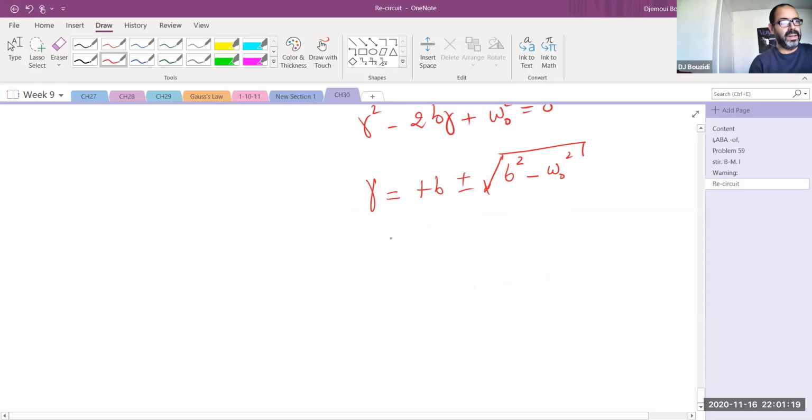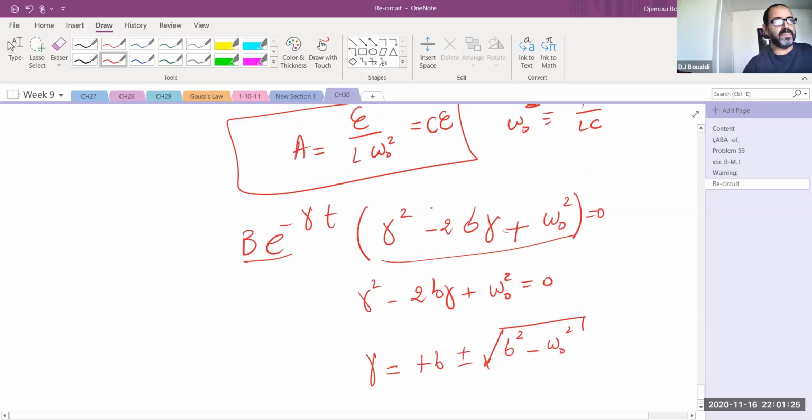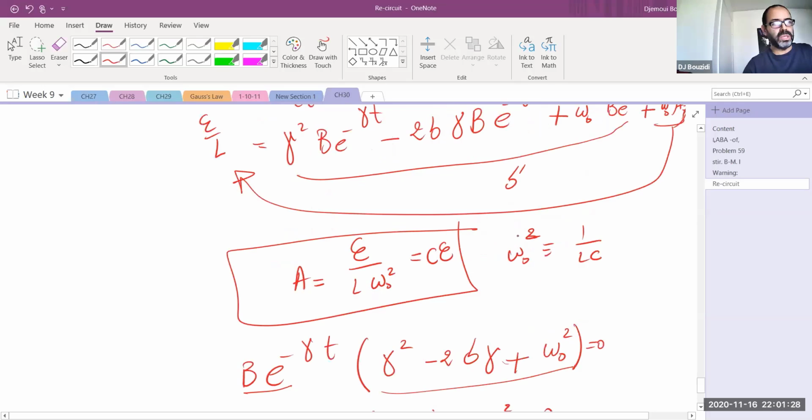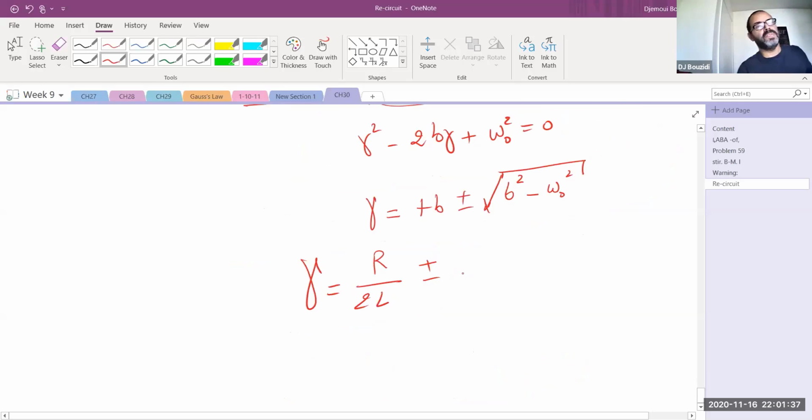Okay, I'm going to replace the final thing in here. Gamma. B, remember, I defined it above as simply equal to R over 2L. So this will be R over 2L plus or minus the square root of, open parentheses, I promise this is the last, R over 2L again, squared, minus omega naught squared. I'm sorry, I know what omega naught squared also is, 1 over LC.